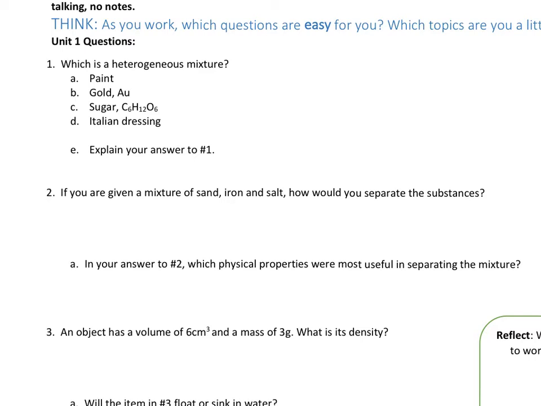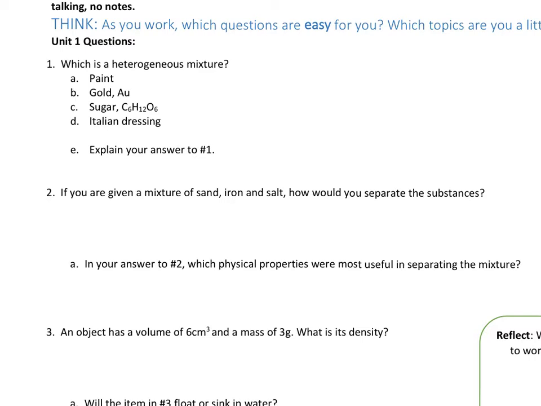So this is a recording of me going over the answers to your practice midterm exam. And I not only wanted to go over the answers, but then a little bit of explanation and reteaching as well. So from Unit 1, the first question, what is a heterogeneous mixture?